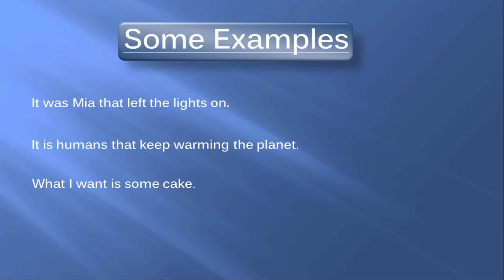In the last sentence, "What I want is some cake." This is an example of a different type of cleft sentence from the other two, which will be covered later in this video, but here the emphasis is being put on I. Now we will go into the different types of cleft sentences.